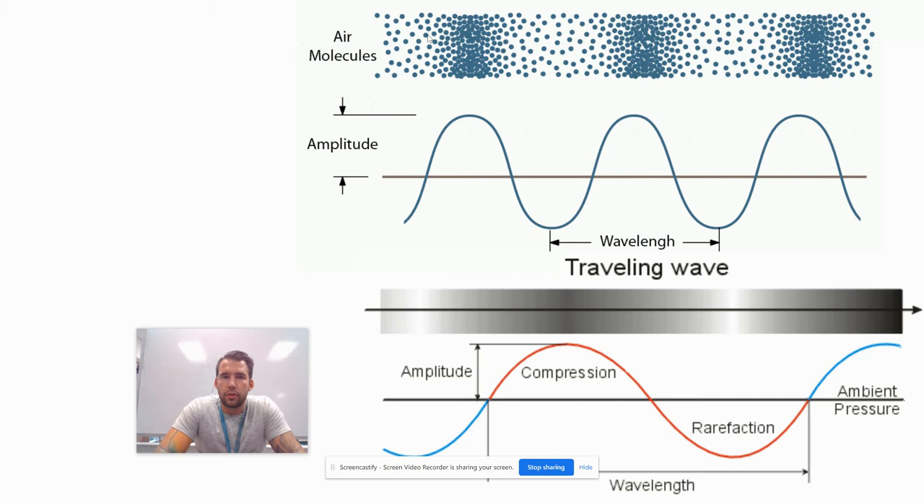I'm going to notice that there's areas where there is very low levels of air molecules. That's going to be a rarefaction, these open areas. These really condensed areas are compressions. So this is going to be really high pressure, and this is going to be really low pressure. So that is how we get our waveform for sound, and this is called a compression wave.